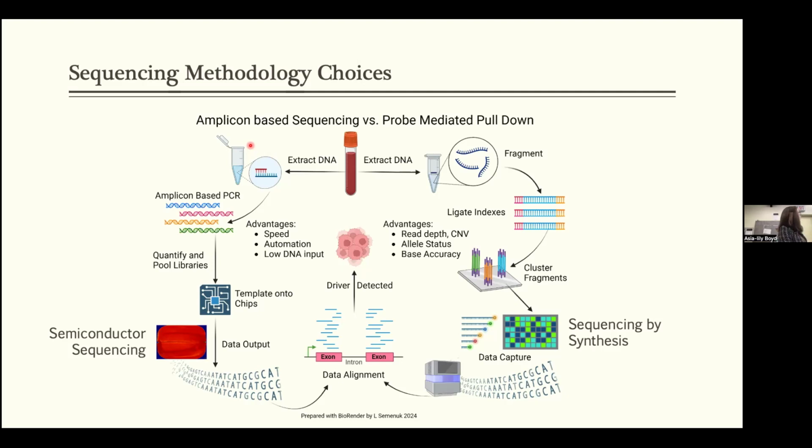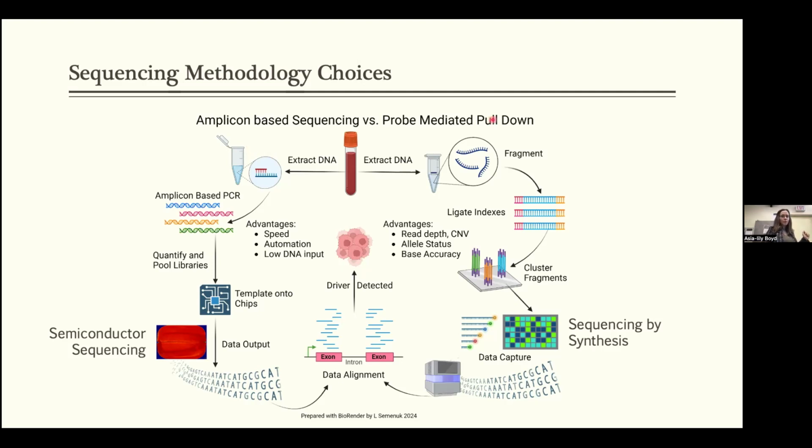So this method has some advantages, right? It's relatively fast. Usually it can be automated. It also doesn't require very much DNA input. You need very little. We need 20 nanograms to run this on the left-hand side. That's it. So it has that advantage for sure.